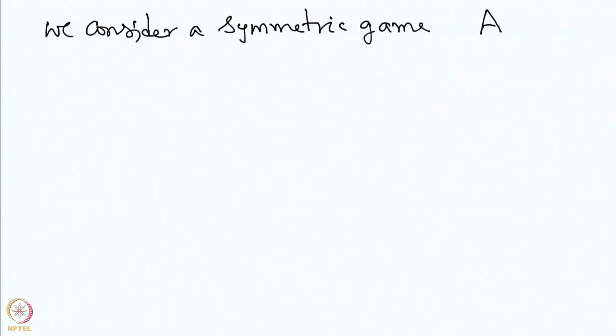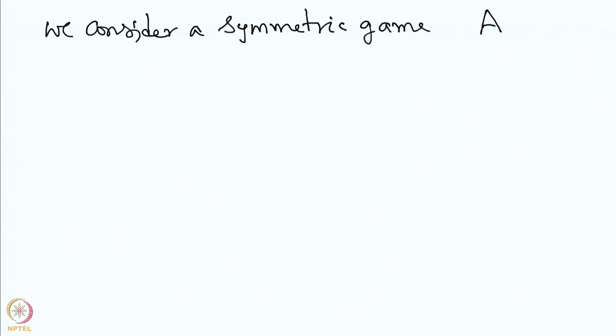Welcome back to the NPTEL course on game theory. In this session, we discuss evolutionary stability. So, here we consider non-zero sum games, and in particular we look at a symmetric game. So, we consider a symmetric game with a payoff matrix A.